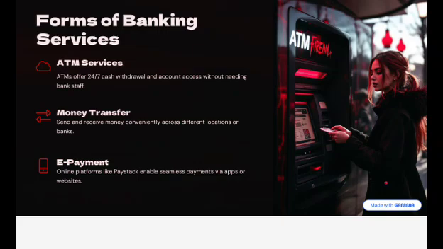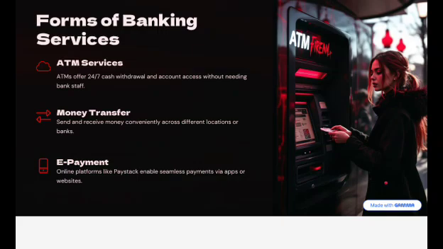Next, we have what we call electronic payment, which is also known as e-payment or online transfer. E-payment refers to electronic transactions conducted over the internet. This includes paying for goods and services online, transferring money through money apps, and using internet banking platforms. E-payment refers to digital methods of paying for goods and services or transferring money electronically.